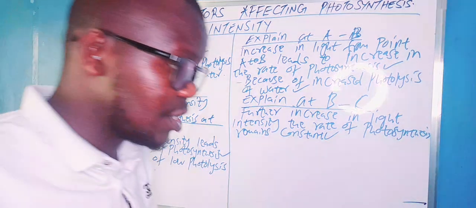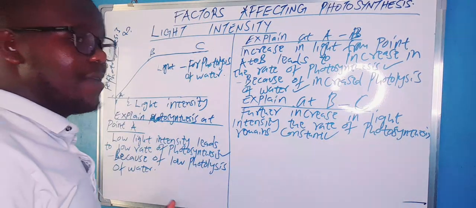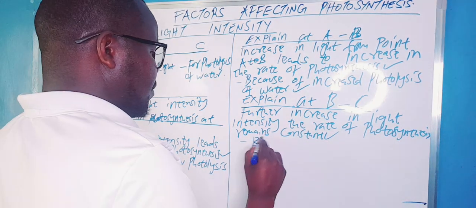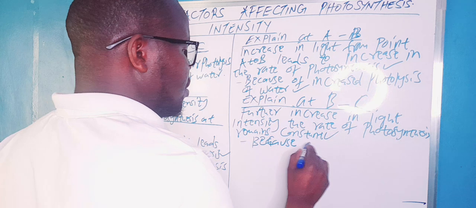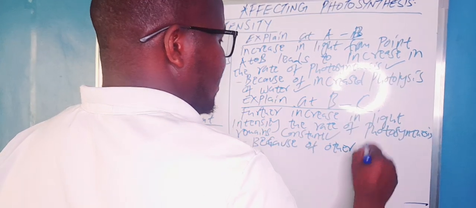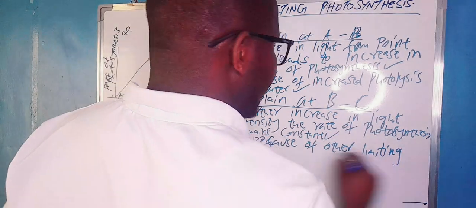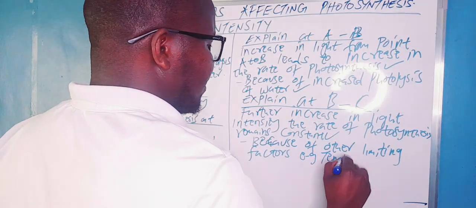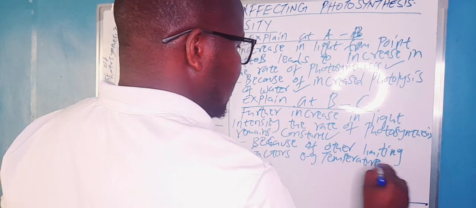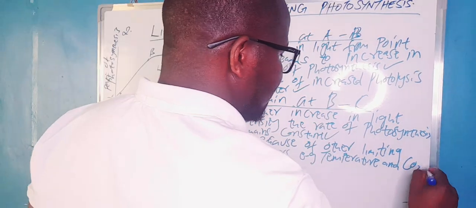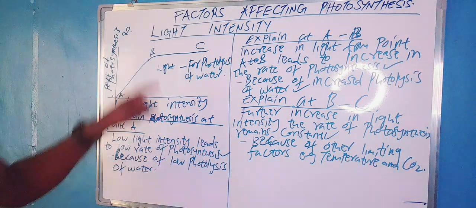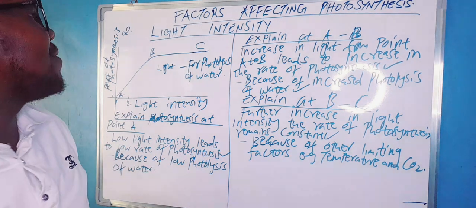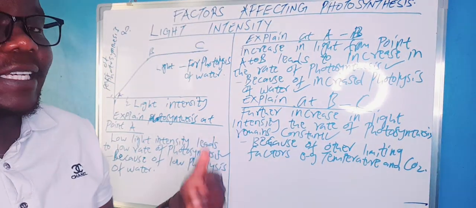Why is it remaining constant? Because of other limiting factors. So we are not speaking about photolysis here. Which are those limiting factors? For example, temperature and CO2. That is it. So we are saying it's remaining constant because of other limiting factors, and one limiting factor is temperature.